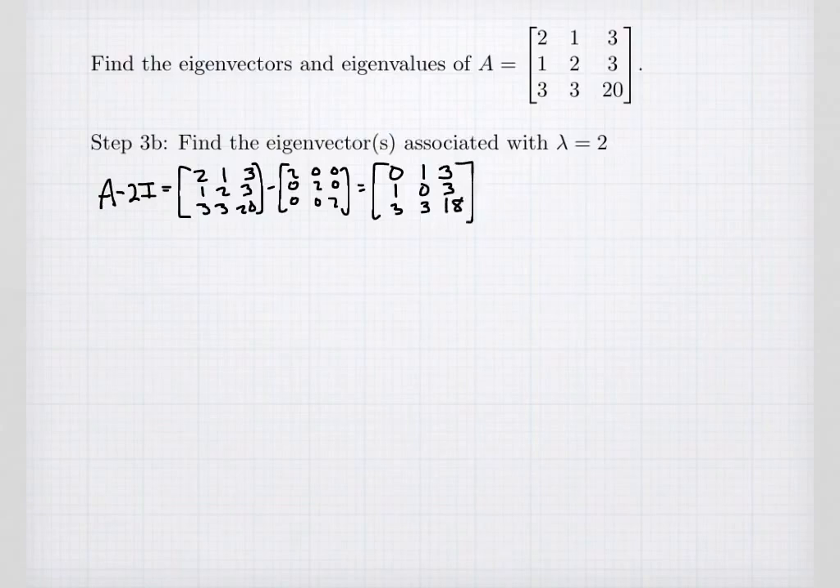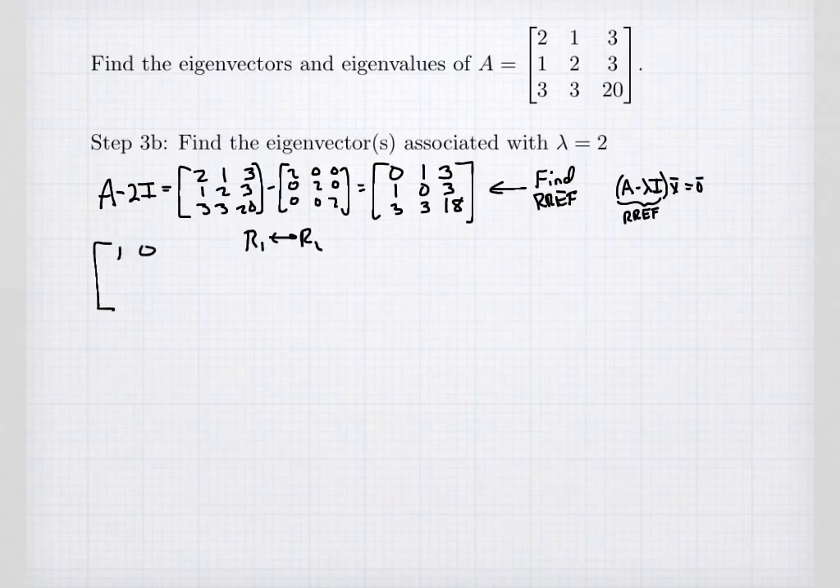And I need to find the reduced row echelon form of this matrix, because I'm solving the system A minus lambda I times a vector equals a 0 vector. So I want to find the reduced row echelon form equivalent of that system of equations. So what do we need to do? We're going to start with our original matrix and swap row 1 and row 2.